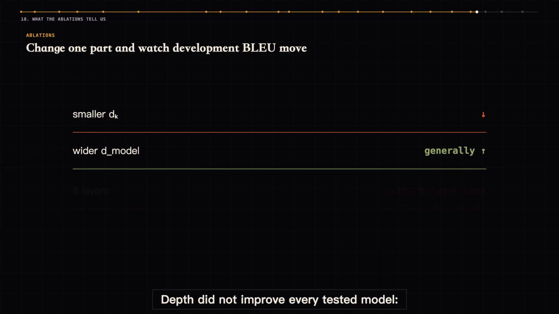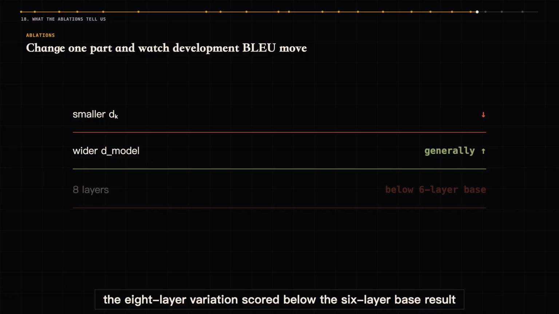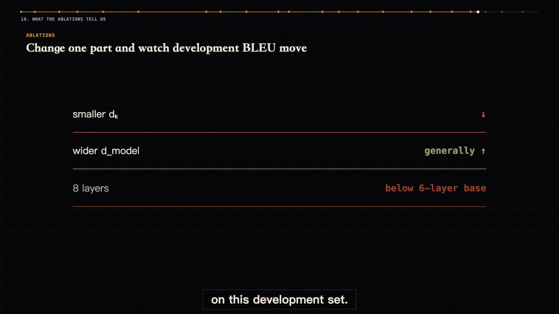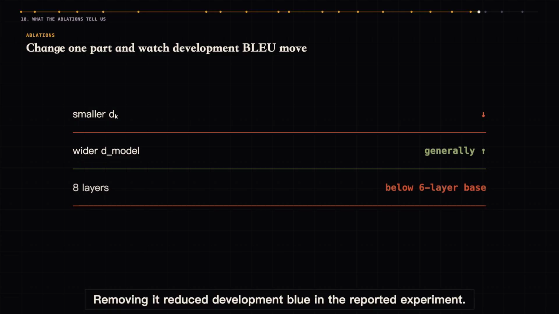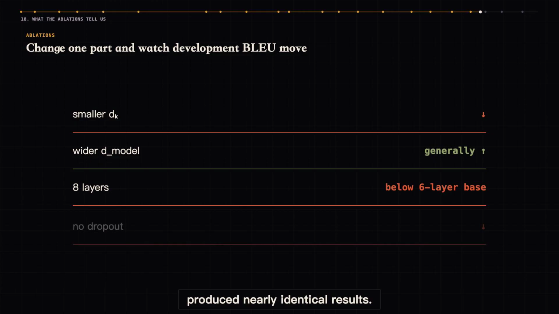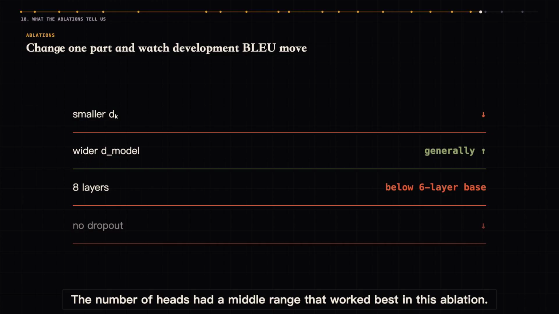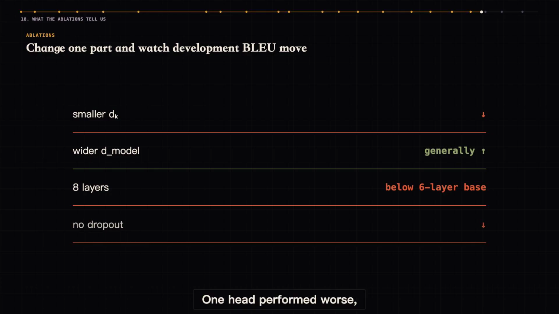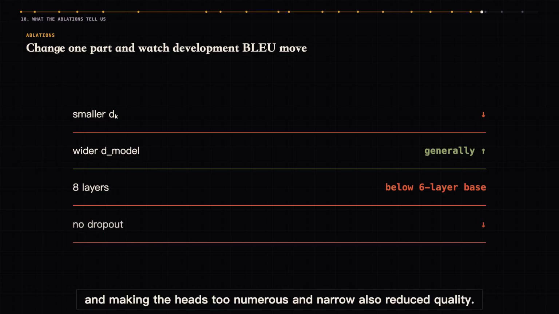Depth did not improve every tested model. The 8-layer variation scored below the 6-layer base result on this development set. Dropout helped avoid overfitting. Removing it reduced development BLEU in the reported experiment. Replacing sinusoidal positional encodings with learned positional embeddings produced nearly identical results. The number of heads had a middle range that worked best in this ablation. One head performed worse, and making the heads too numerous and narrow also reduced quality.